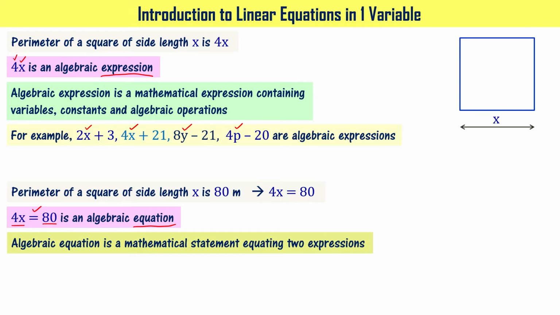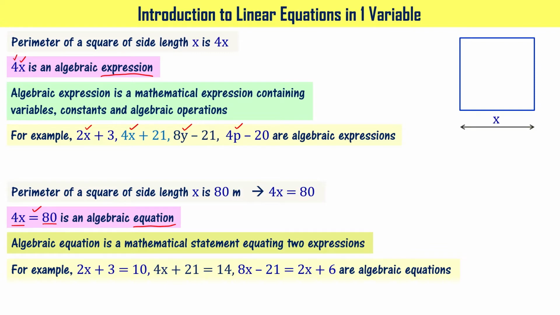Let us consider a few more examples. 2x plus 3 equal to 10 is an equation. The reason is that you have two expressions equated using the equal to symbol, right? If you observe the last equation, 8x minus 21 equal to 2x plus 6, right? You have two expressions on either side of the equal to symbol, right? It means you are essentially equating two expressions. That is why this is also called an algebraic equation. I hope you got the concept.